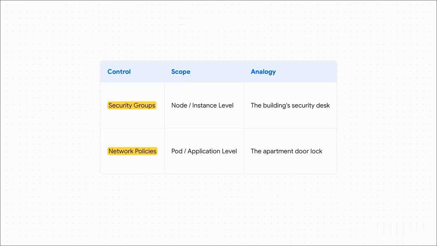This table really breaks it down perfectly. Security groups operate at the node level, the EC2 instance itself. They're like that security desk in the lobby of your building, controlling who can even get in or out of the entire building. Network policies, on the other hand, are way more granular. They work at the pod level. This is the lock on your actual apartment door, controlling which other apartments can talk to yours. You absolutely need both for a solid security strategy.